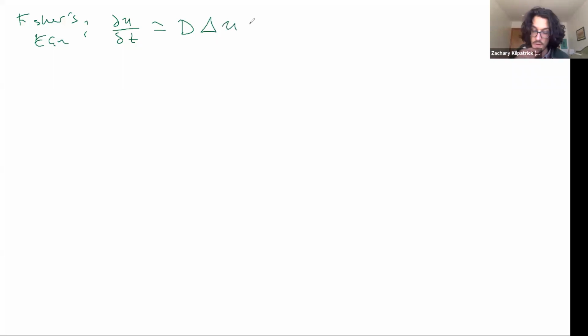Now that we have that in mind, let's introduce Fisher's equation. It's just du/dt equals some diffusion coefficient that I'll call D times the Laplacian of u, so it could be in R^n, plus alpha u (u max minus u). And this is part of a general class of what are called reaction diffusion equations. You have some reaction term.